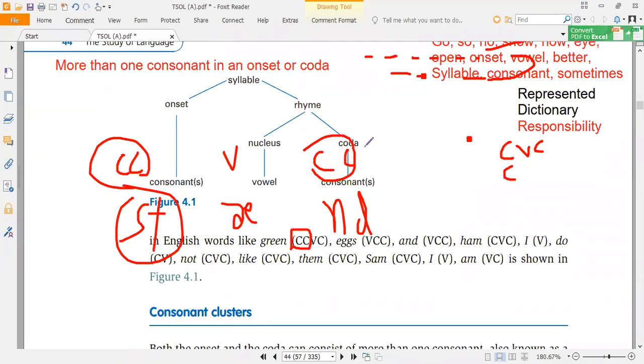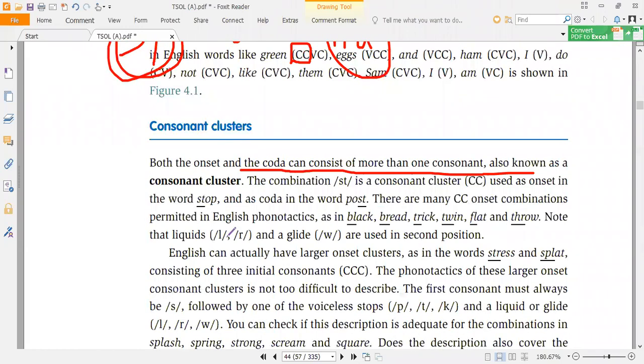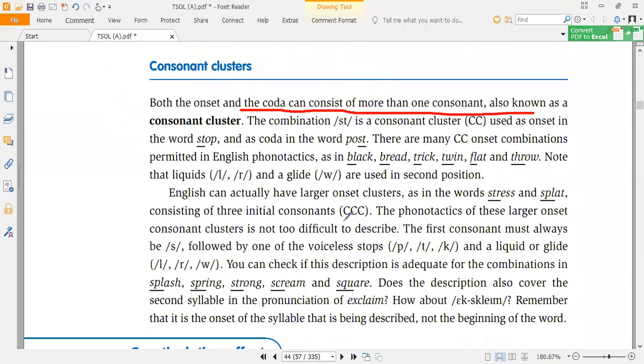If the coda consists of more than one consonant, this is called a consonant cluster. If the onset consists of more than one consonant sound, this is also called a consonant cluster, right? If you look at CCC, three consonant sounds, we have certain patterns here.